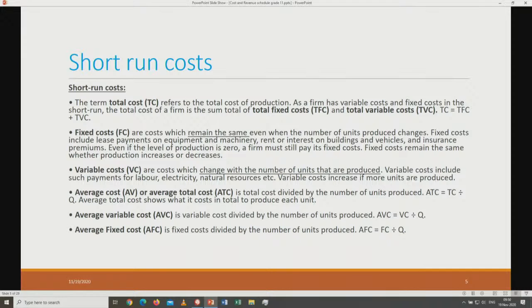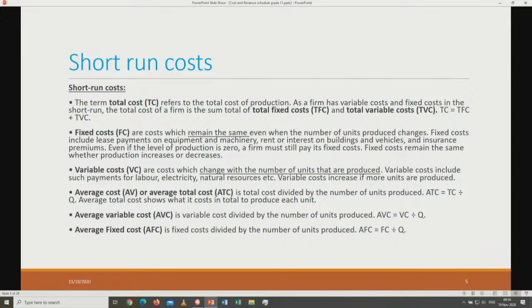So whether you are producing or you are not producing, you still have to pay rental on the building. You still have to pay insurance for the assets that you have covered under your insurance. So those are the fixed costs. They do not go with the change in production. So whether you produce or you don't produce, you still have to pay your fixed cost.